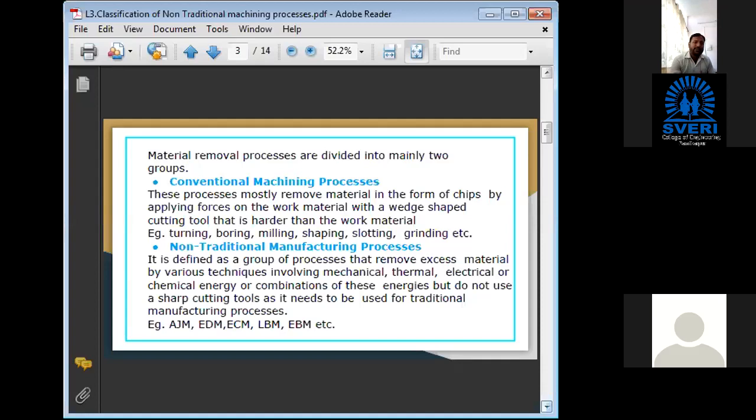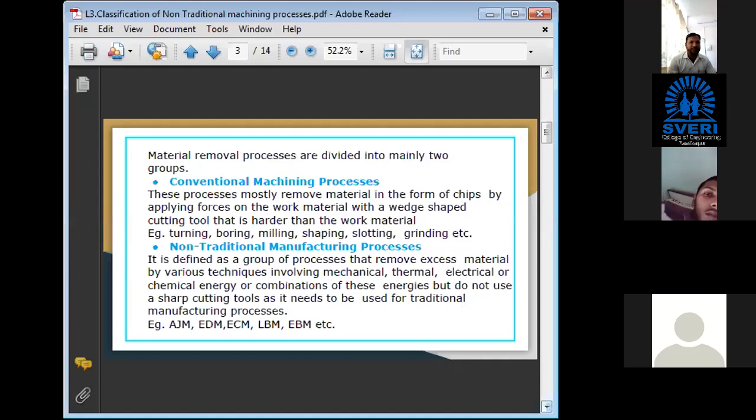Now another group of material removal processes is the non-traditional or non-conventional machining process, or you can call it the advanced machining process. Now I will tell the definition. It is defined as a group of processes that remove excess material by various techniques involving mechanical, thermal, electrical or chemical energy, or a combination of these energies, but do not use a sharp cutting tool, which is needed for traditional machining processes.